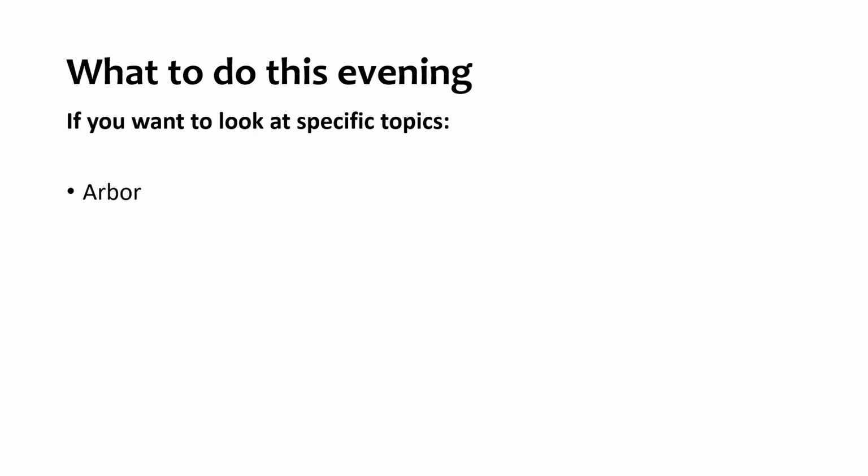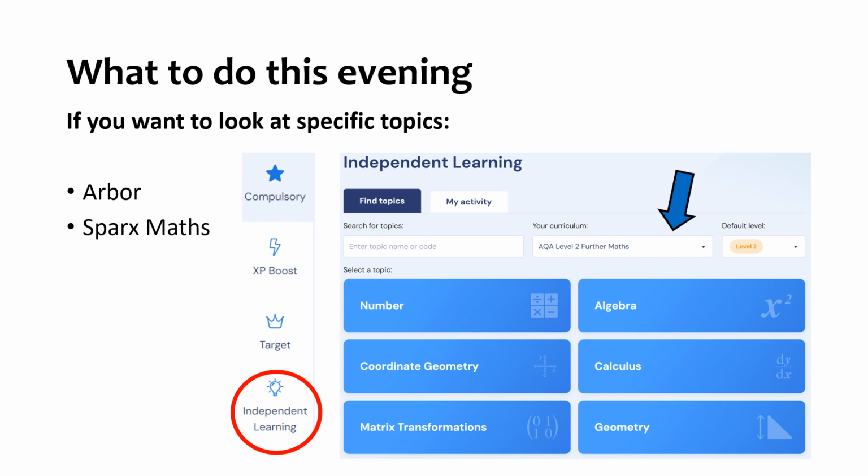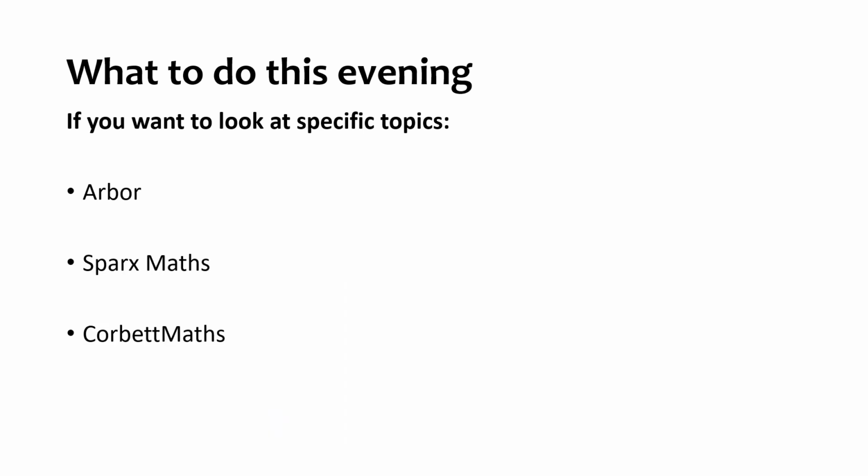You have additionally got Sparks Maths. So if you go onto Sparks Maths, you go to your independent learning and you select AQA Level 2 Further Maths, you can then type in your topics. I know some of you have been making good use of that so far.